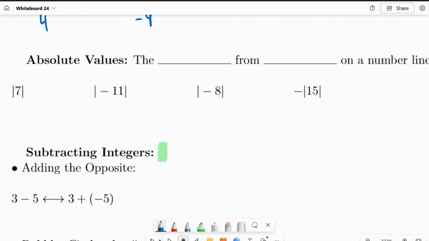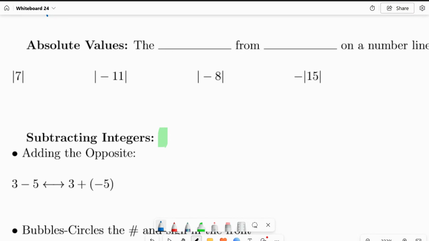Next, we have absolute value. So absolute value is essentially the distance from 0 on the number line. So if we take the absolute value of 7, 7 is just 7 places away from 0. So that just gives us positive 7. No change there. But if we look at the absolute value of negative 11, negative 11 is still 11 places away from 0 on the number line. So instead of the absolute value of negative 11 being negative, it's actually just going to be a positive 11.